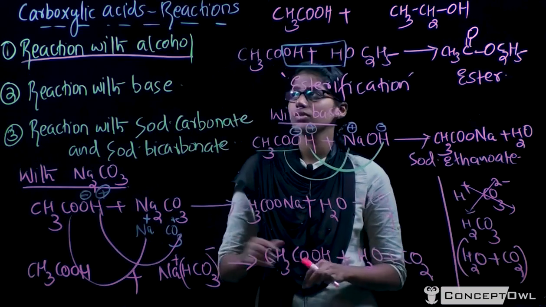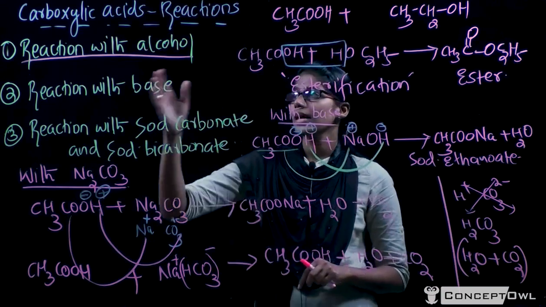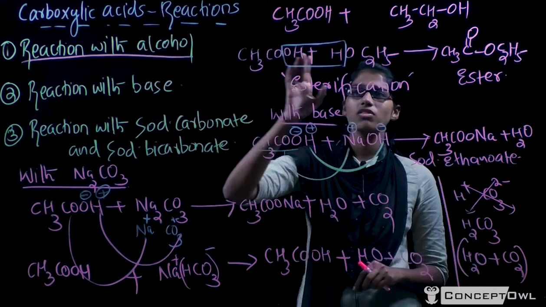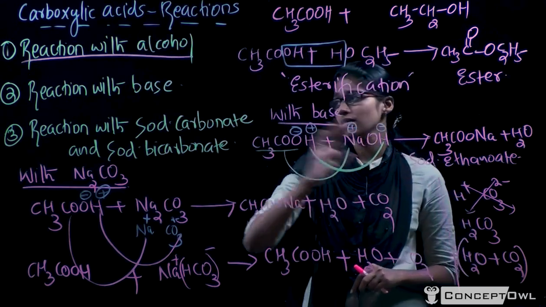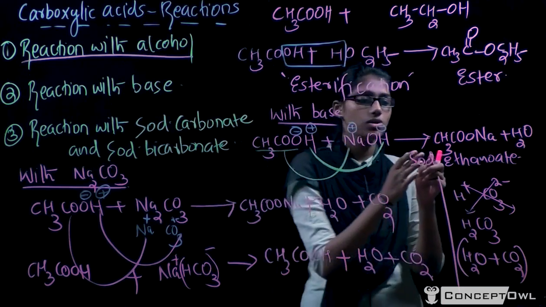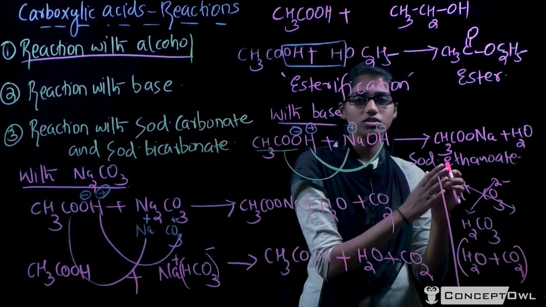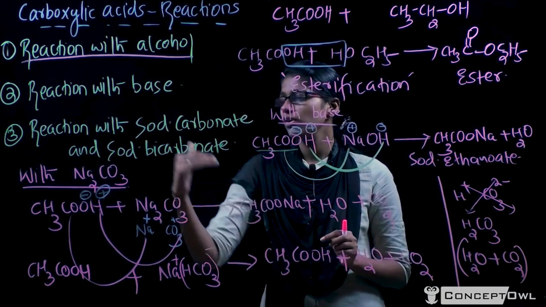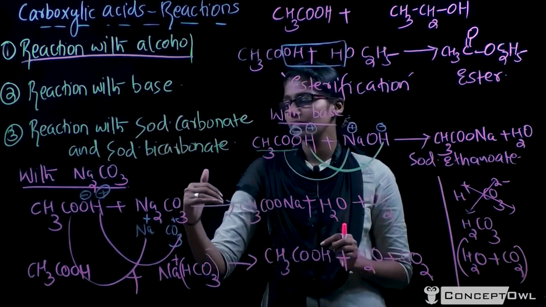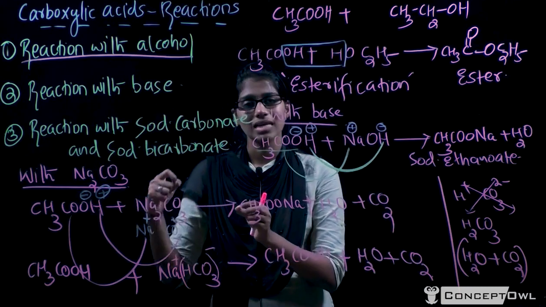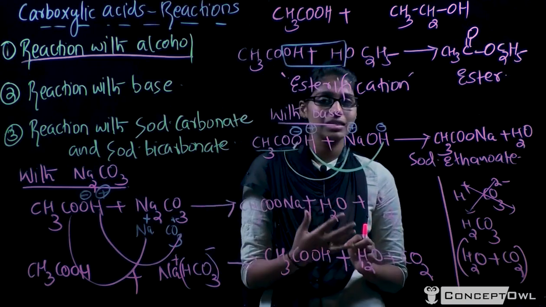So these are the important reactions of carboxylic acid. Esterification indicates reaction with alcohol, formed by the removal of water. Reaction with a base gives a neutralization reaction, giving salt formation. And finally, for the reaction with sodium carbonate and bicarbonate, the simple method is to identify the positive and negative ions and interact them so that you get the products.